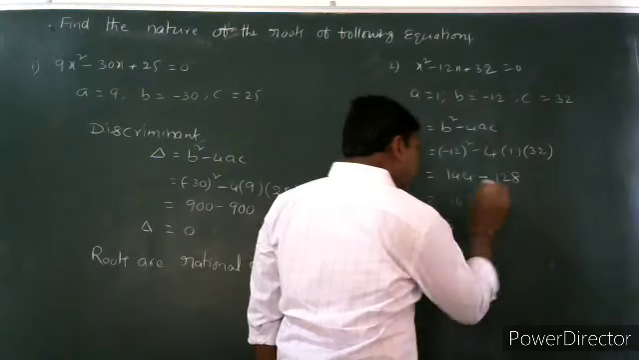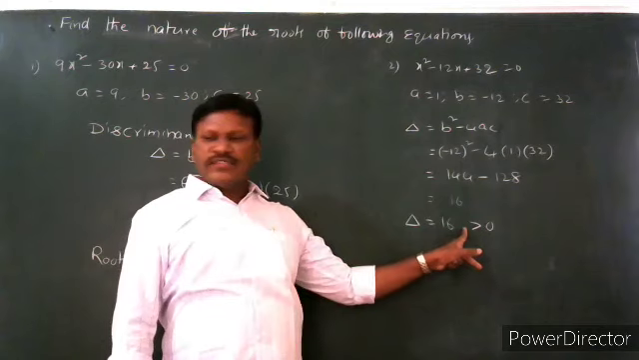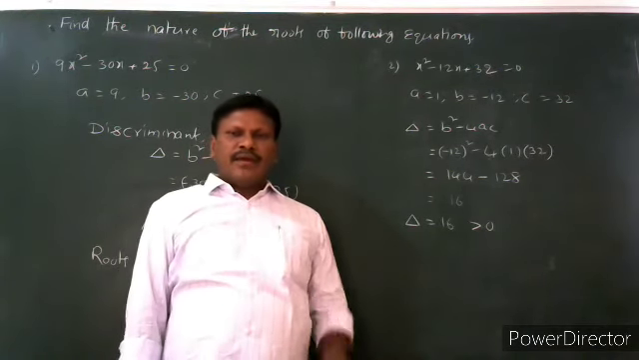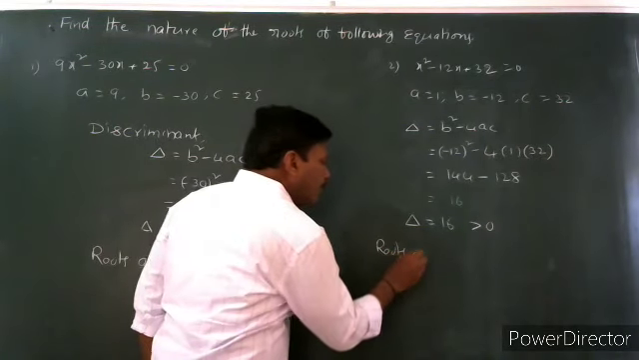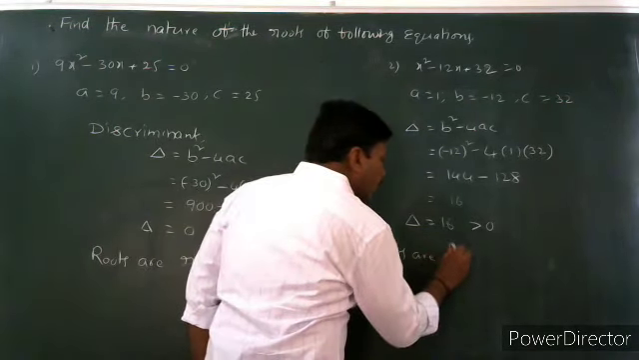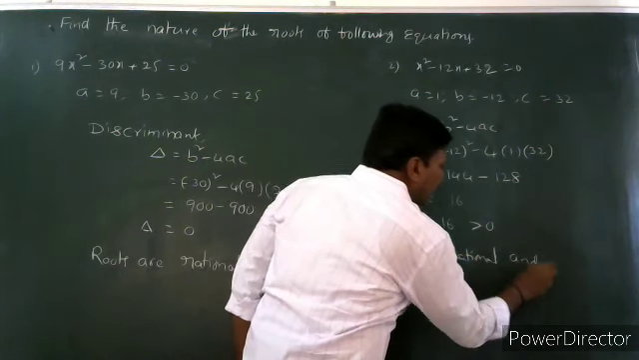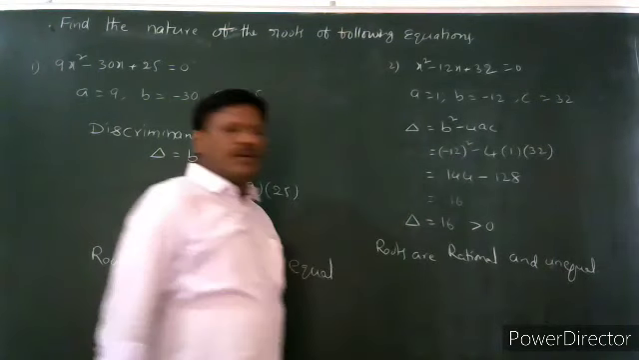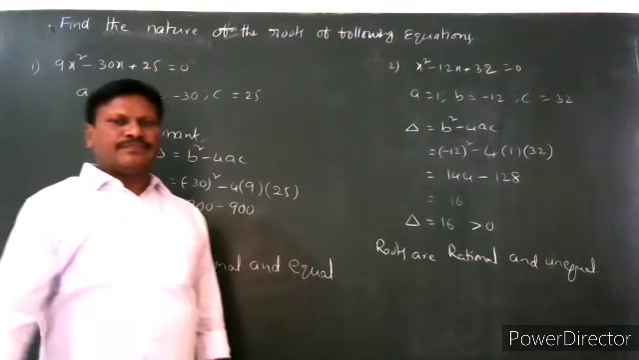16 is strictly greater than 0. Here 16 is greater than 0 and also it is a perfect square. That means the roots are rational and unequal, or rational and different.